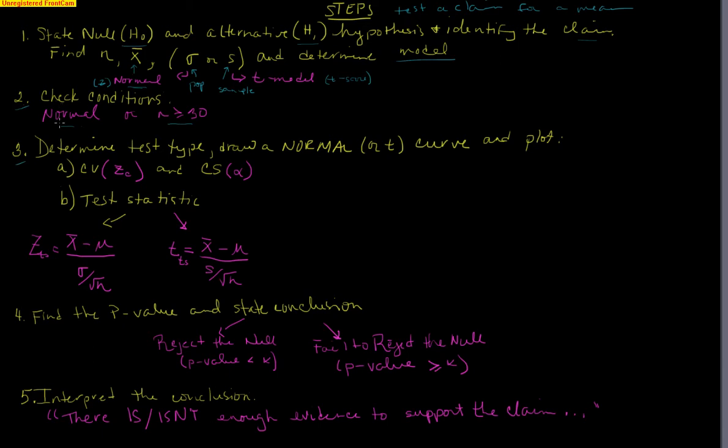In step 3, which is where the bulk of our work is, we start out by determining the test type, and that's going to come from our alternative hypothesis. Do we have greater than, less than, or not equal to? So we're talking about whether we're going to have a right-tailed test, a two-tailed test, or a left-tailed test. You're going to have a right-tailed test if your mean is greater than. You're going to have a two-tailed test if it's not equal to, and you're going to have a left-tailed test if your hypothesis is stating the mean is less than some value. Okay, so you decide which one of those.